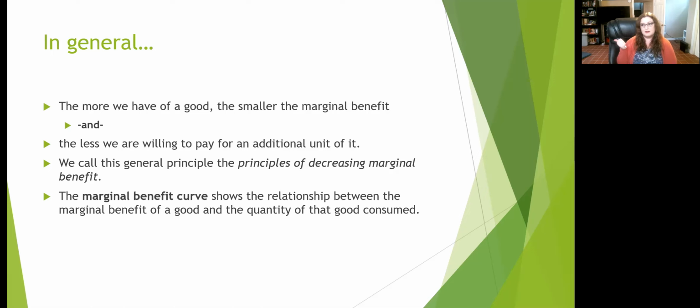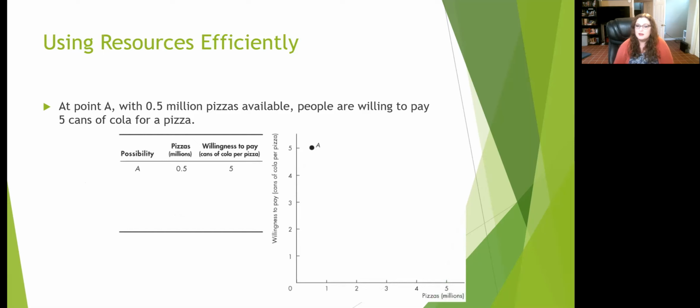So the marginal benefit curve. We already showed you the marginal cost curve, which was increasing. The marginal benefit also has its own curve that I'm going to show you. And this is the relationship between the amount of a good that I have and what my willingness to pay for it is going to be. So let's go through this at different points. At point A, we have 500,000 pizzas.